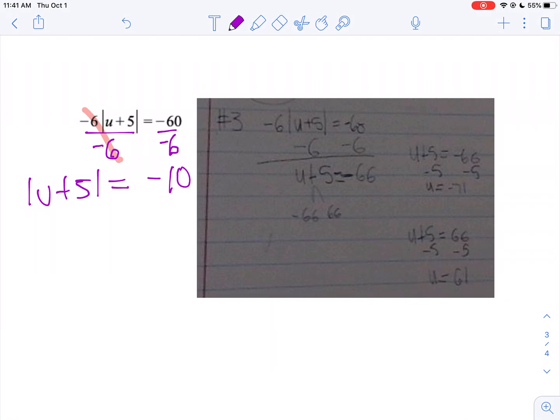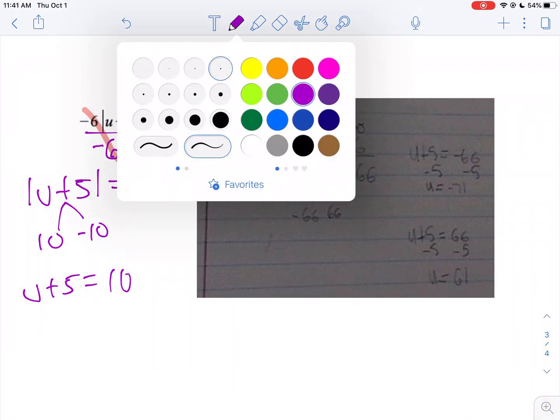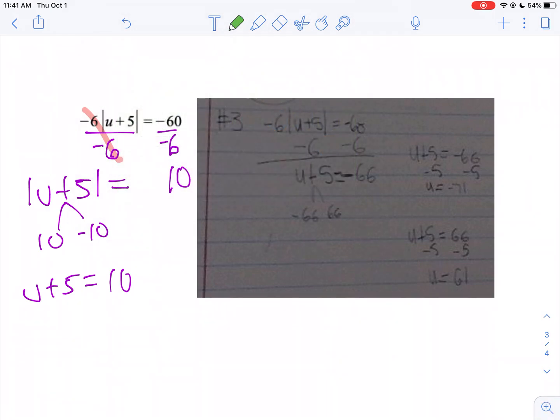Now you did the absolute value part right on this problem. You just had the wrong number in there. Whoops, a negative divided by negative is not a negative, it's a positive. What two numbers have an absolute value of 10? It will be 10 and -10. So then our two equations should have been u plus 5 equals 10 and u plus 5 equals -10.